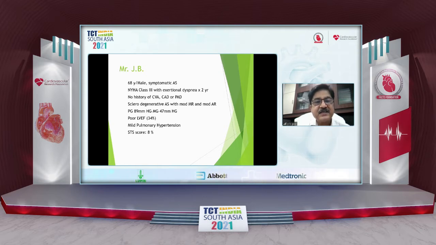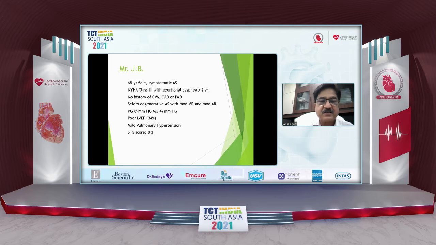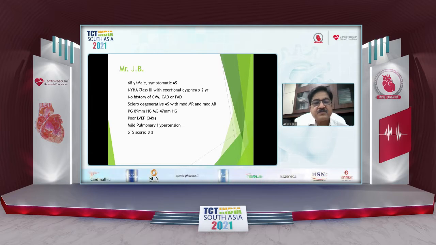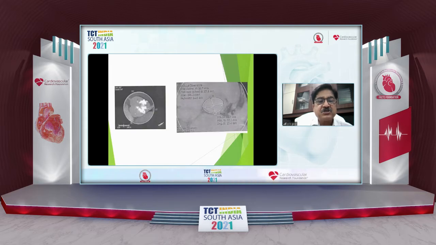It was a 68-year-old male with symptomatic aortic stenosis, NYHA class 3, with exertional dyspnea, no history of CVA, CAD, or peripheral arterial disease. He had sclerodegenerative AS with moderate MR secondary to LV dysfunction, and the EF was about 34%. The peak gradient was 89 with a mean gradient of 47, mild PAH, and the STS score calculated was 8.